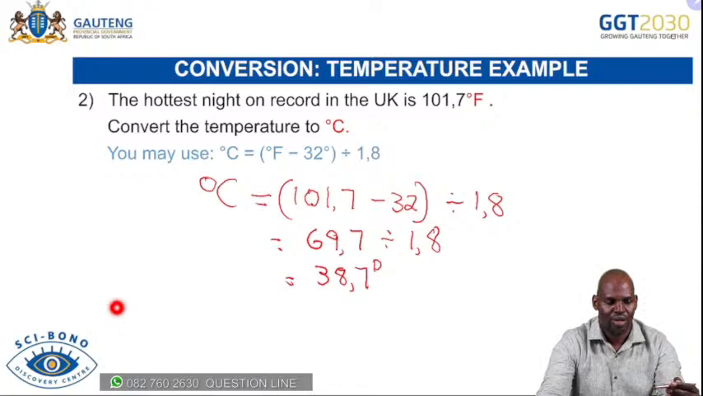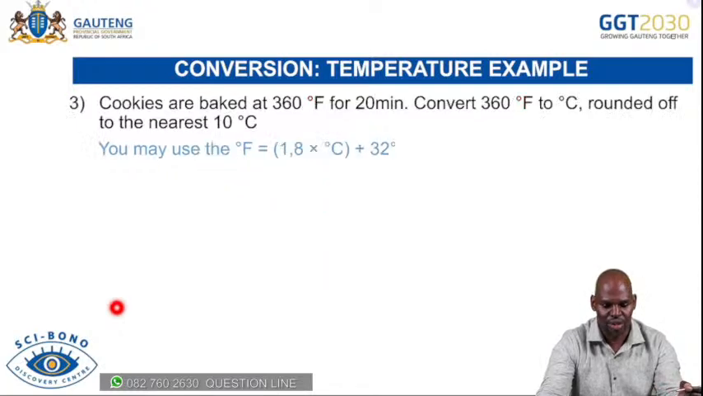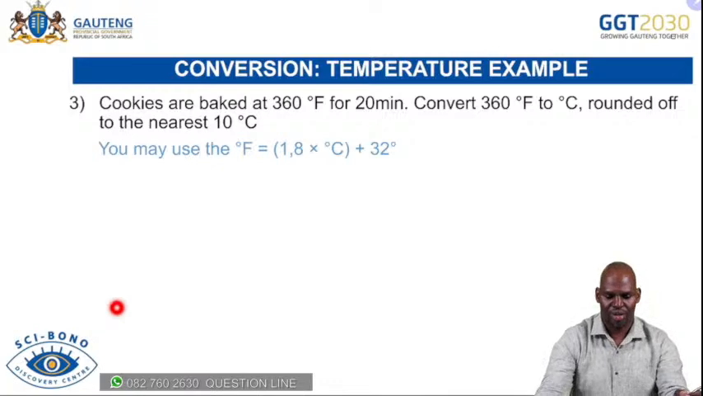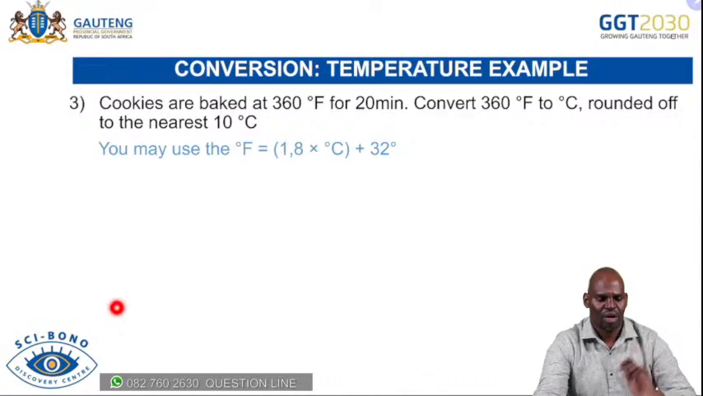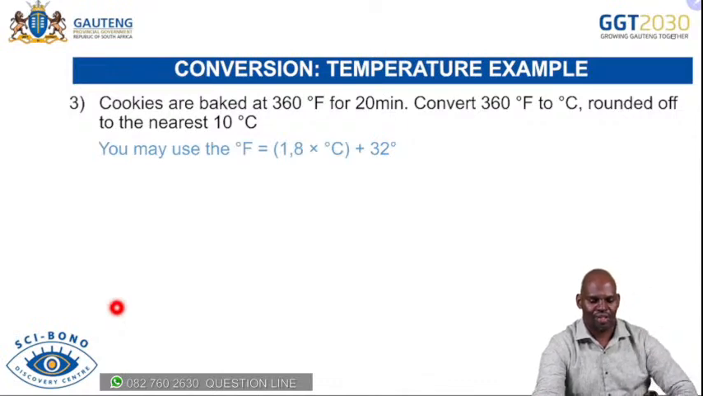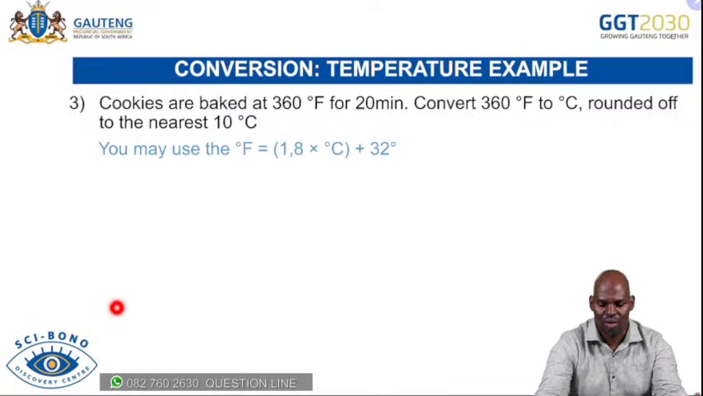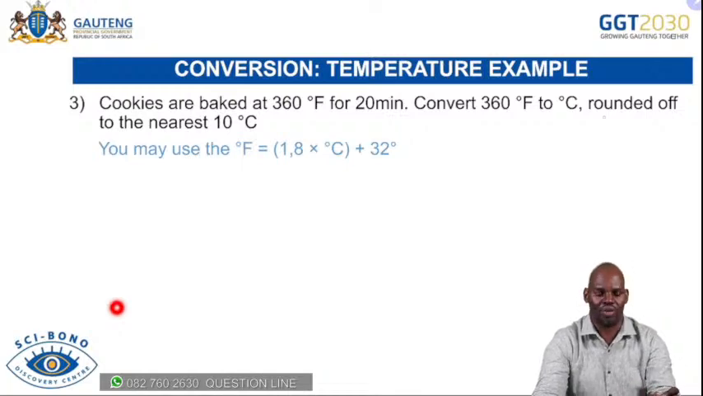Okay. Then the next question, this is still about converting between two temperature units. Cookies are baked at 360 degree Fahrenheit for 20 minutes. Convert 360 degree Fahrenheit to degrees Celsius, rounded off to the nearest 10 degrees Celsius. Now remember, in this question there's more than one instruction. First is conversion and then rounding. For rounding, there's a mark specifically for rounding as well.